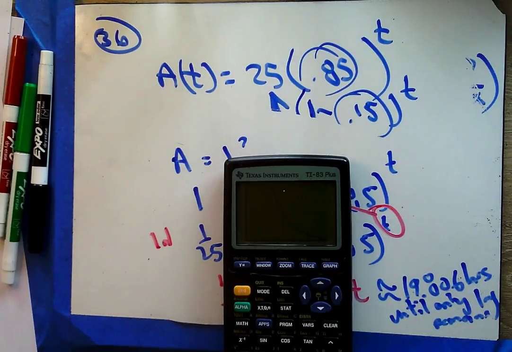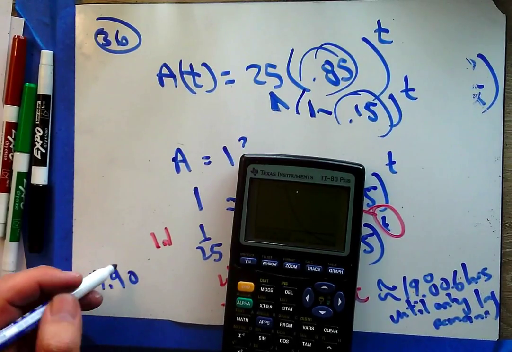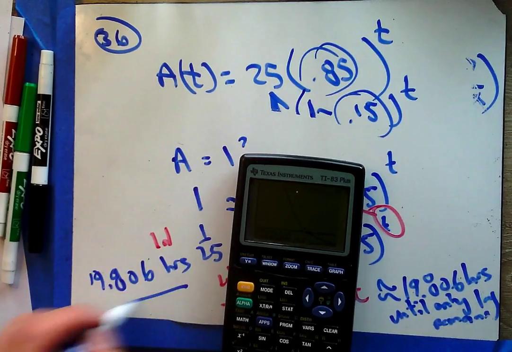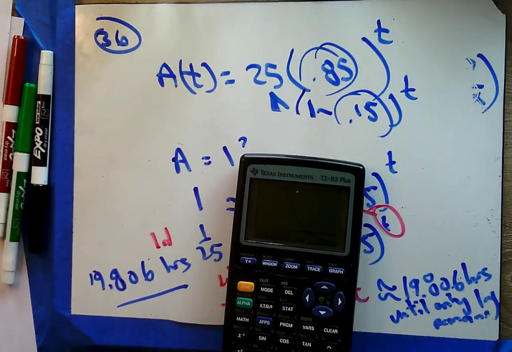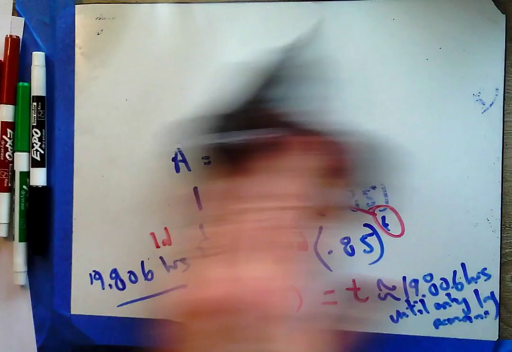There's our exponential decay curve, 25 times 0.85 to the t. Second, calculate, intersect, and I end up with 19.806 hours. So I can get that same answer. And, if it's a calculator active question, I'd use the calculator. I think one of the most challenging things for students in this class is that they want to do everything algebraically by hand. But if we're on the calculator portion of the test, use the calculator.